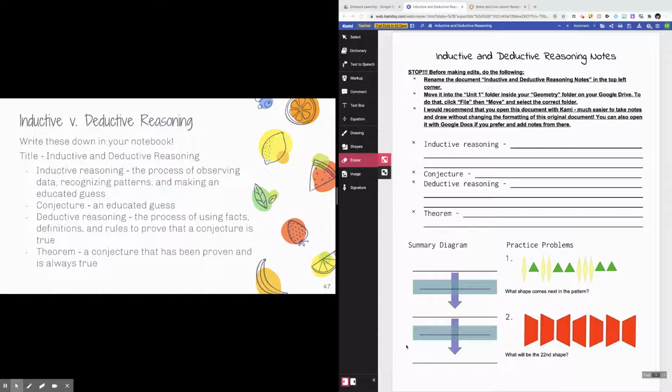So there's not a whole lot that goes on math-wise with inductive and deductive reasoning. Those are just the two different types of reasoning, or logic, that we use in math. So I'm going to give you a couple of definitions, we'll go through how they're connected, and then we're mostly going to do practice problems here.